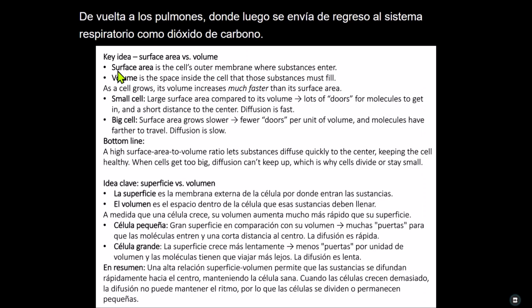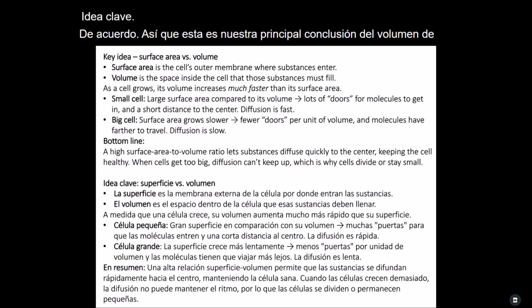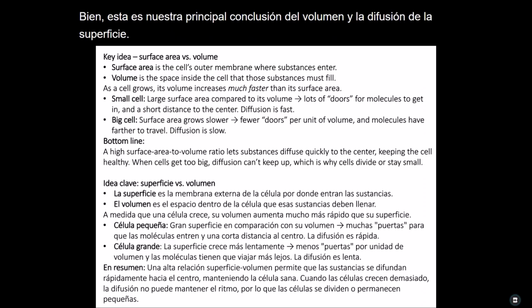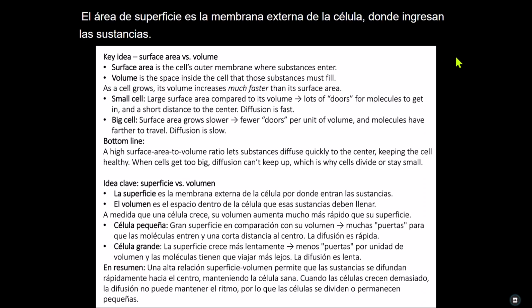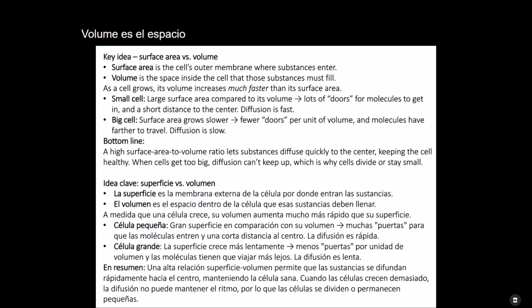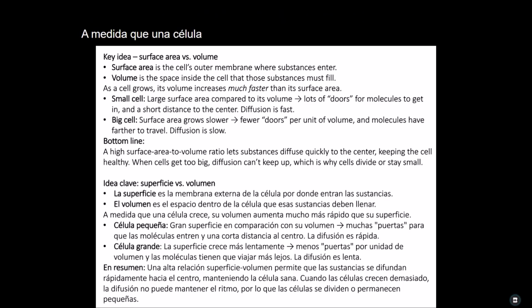Key idea. Okay, so this is our main takeaway of surface volume and diffusion. Probably pretty much your main idea. Surface area is the cell's outer membrane where substances enter. Volume is the space inside the cell that those substances must fill. As a cell grows, its volume increases much faster than its surface area.